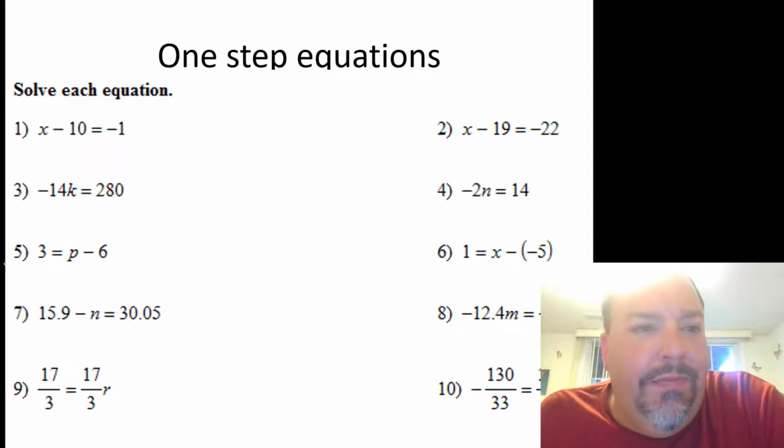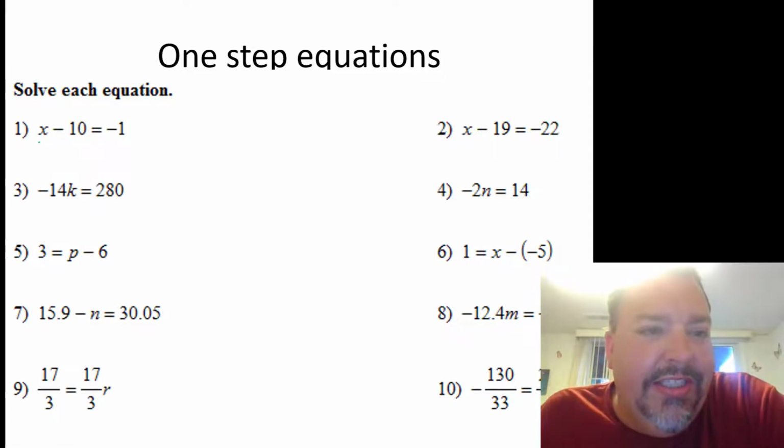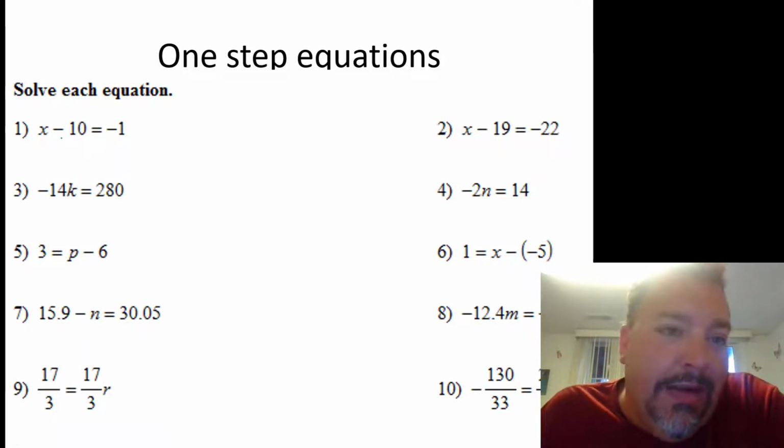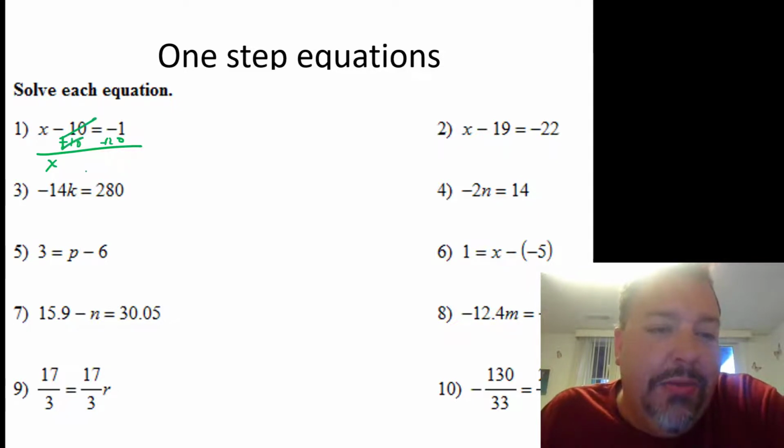So here, this is saying that we have an x, some unknown, and we're subtracting 10. So what is the opposite of subtracting 10? Well, the opposite would be to add 10. So we're going to add 10 to both sides. We want to keep this equation balanced. And when we do, negative 10 and positive 10 would cancel out. And then negative 1 plus 10 is going to give us 9.